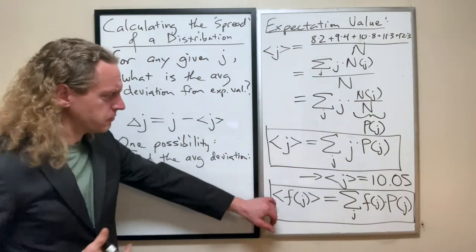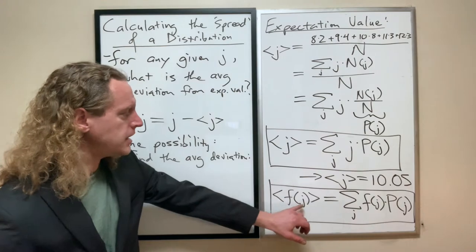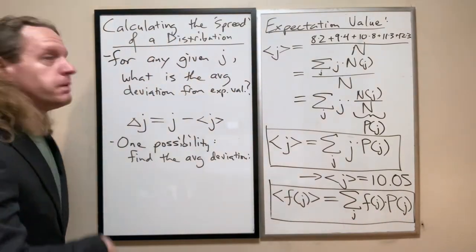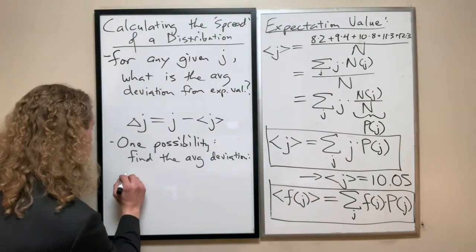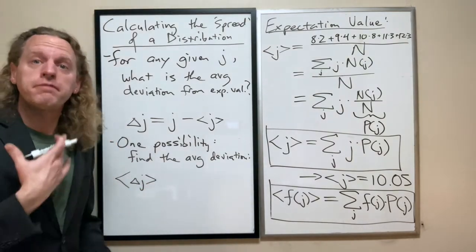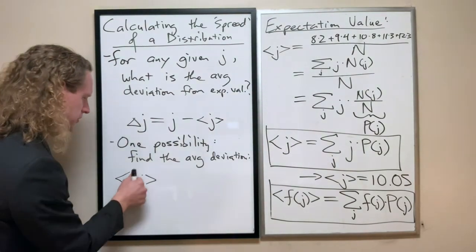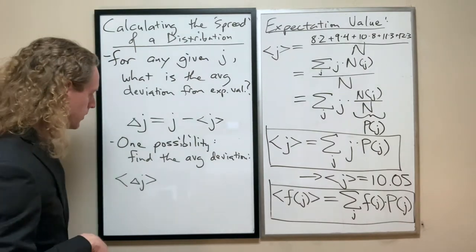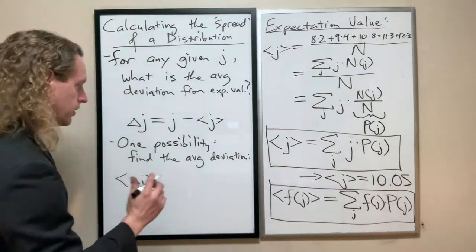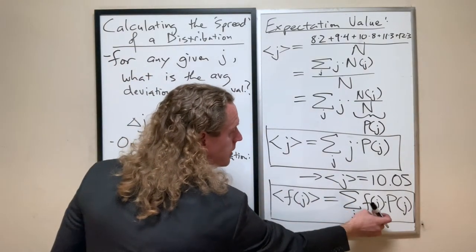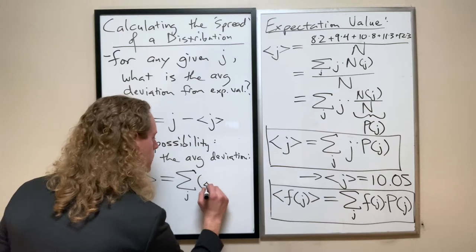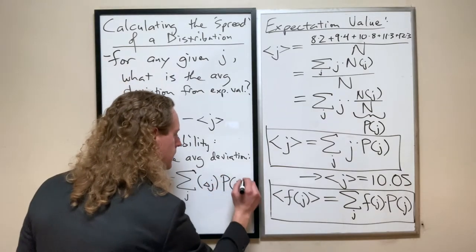And so this is why I went to lengths to describe the average of any function based on that value as the sum of that function times how likely it is. Because we're going to do precisely that. We're going to create a function that says, what is the average or the expected deviation from the average? I know the definition sounds a little bit strange, but mathematically it's extremely well-defined. So when you put brackets around it, we can forget everything else and go straight to our formula. I'm going to substitute delta j instead of f of j. So we're going to sum over all j's of delta j times the probability of j.